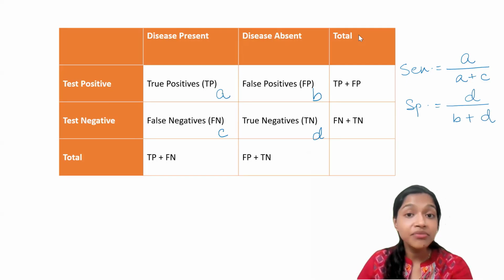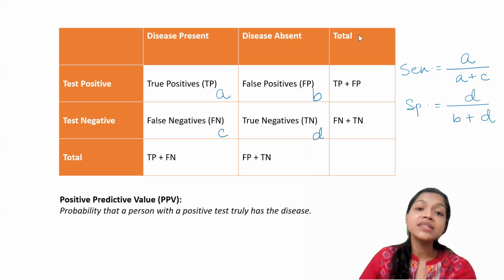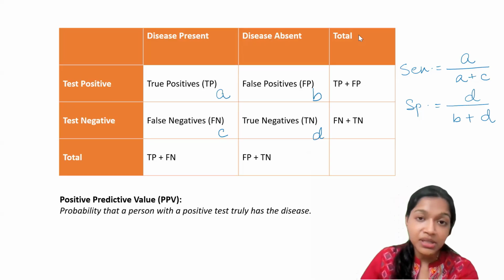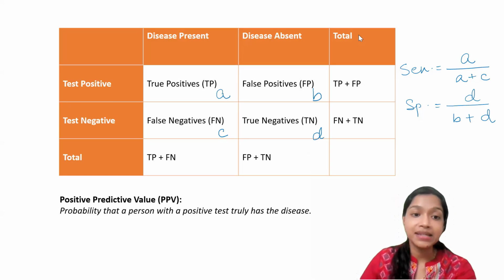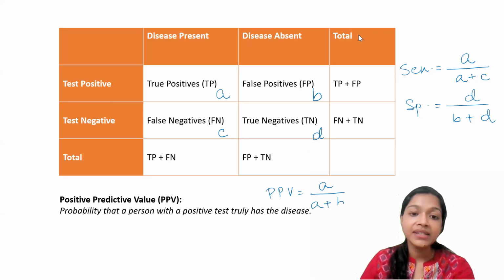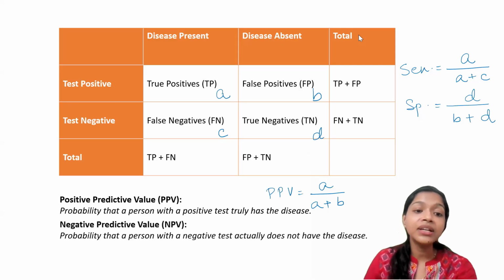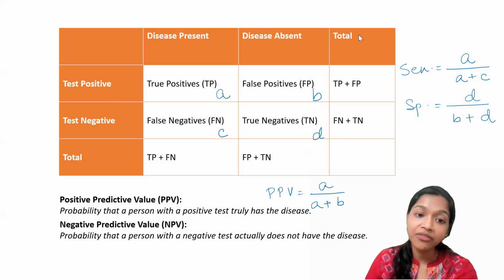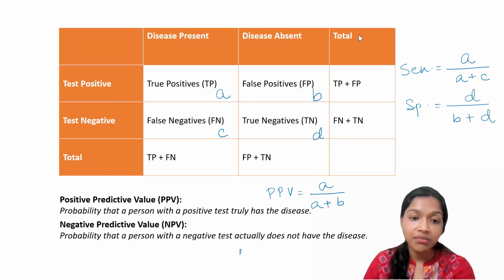Now, when we go to positive predictive value, let's understand what it is. It is the probability that the person with the positive test actually has the disease. So PPV is given by the formula A by A plus B. That is true positive by test positive. And when we go for the negative predictive value, it is the probability that a person with a negative test result actually does not have the disease in question. So this is given by the formula NPV equal to D by C plus D.